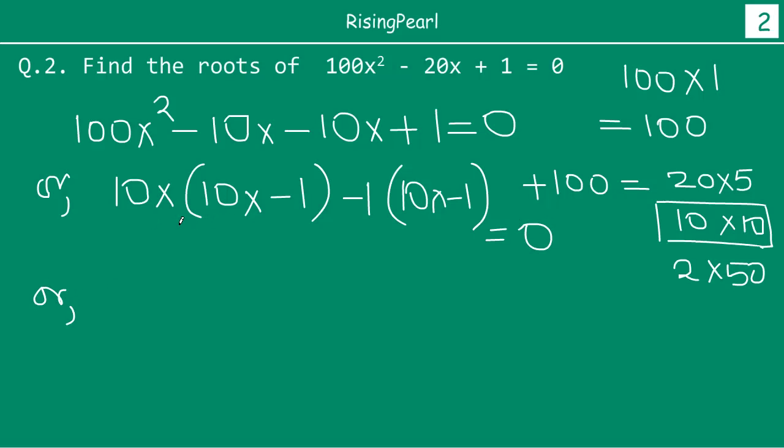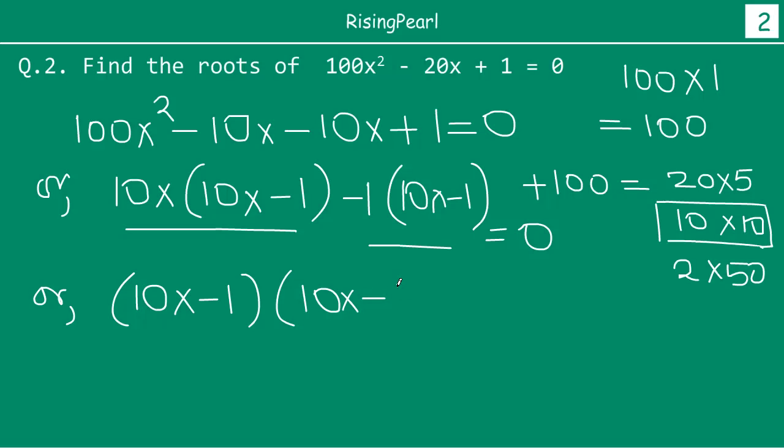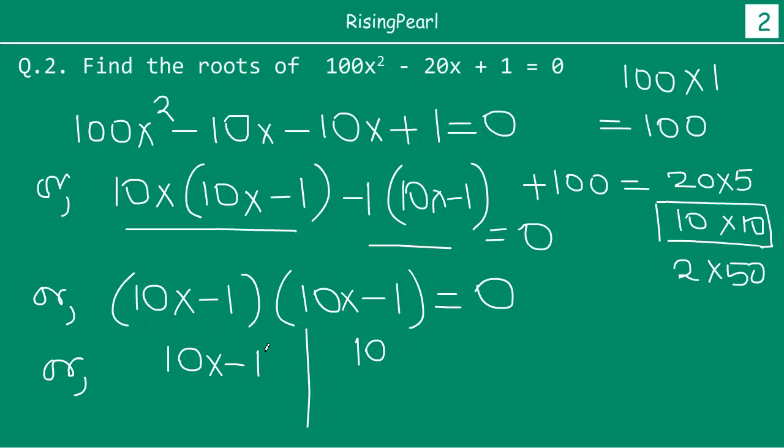Or from these two terms, this one and this one, we will take 10x minus 1 common. So we will get 10x minus 1 equal to 0. Now this could be 0, this could be 0. If you look at this, they are both identical, meaning that you can say 10x minus 1 equals 0, and similarly this can be equal to 0. Similarly this can be equal to 0. But you will get the same value for both of them because both are the same linear equations.